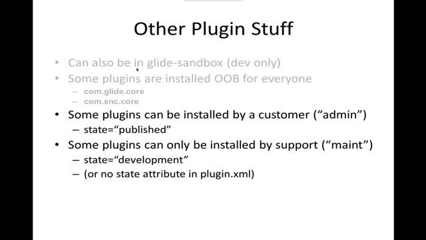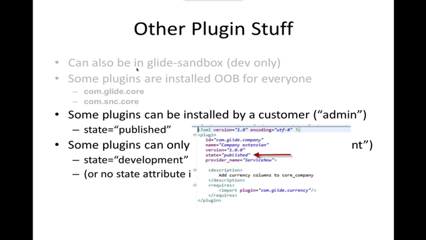Some plugins can be installed by a customer or admin. Some can only be installed by us, by main users hopping into the instance. And that's done with the state attribute in the plugin.xml file, like that. If the state is published, that means an admin is going to see it when they go to system definition plugins module. If the state is development or there is no state at all, it's a main only thing. Useful for things where we just kind of want to limit the rollout initially. We want to get a few customers running it and get some feedback, so we don't want everybody just jumping on it all at one time.